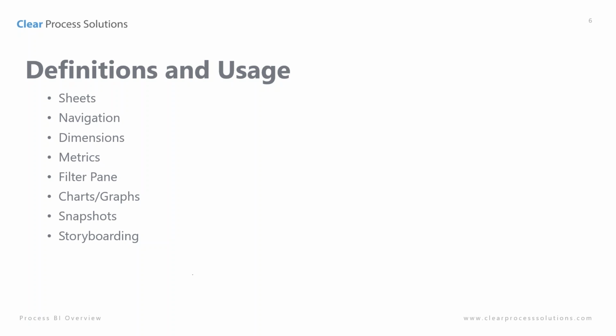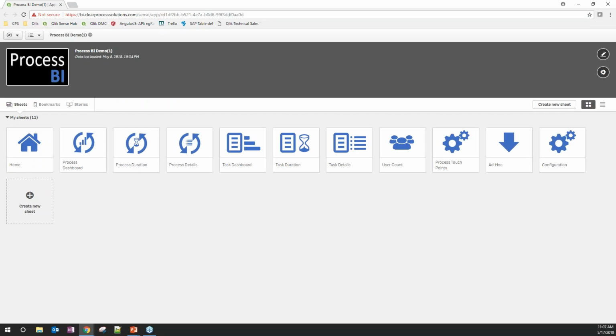Charts and graphs, so that's going to be actually what is on the screen, whether that be a bar chart, a line chart, or just an actual straight table that presents the data in an Excel format. And then snapshots and storyboarding, I'll actually explain what that means once we can get into that. So now I will switch over to a Process BI demo.